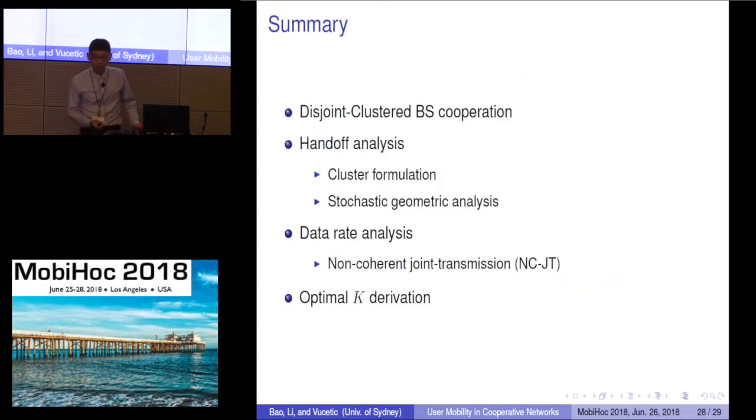Finally, I need to make a brief summary. In this work we consider a disjoint cluster base station configuration, and we want to find the optimal cluster size K by balancing the handoff and the data rate. For the handoff, we use stochastic geometric analysis to characterize the line intensity of the cluster boundary, and then we can characterize the handoff rate. For the data rate, we consider non-coherent joint transmission, characterize the data rate, and then use curve fitting to get a closed-form data rate. Finally, we get the optimal K in closed form, and then we use simulation to validate. That's all for my lecture.